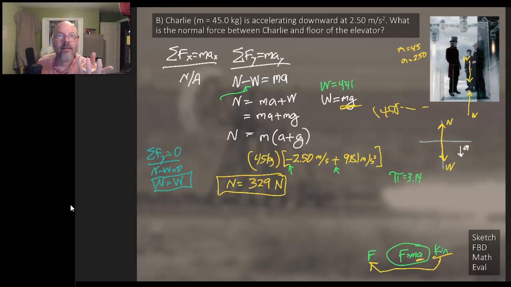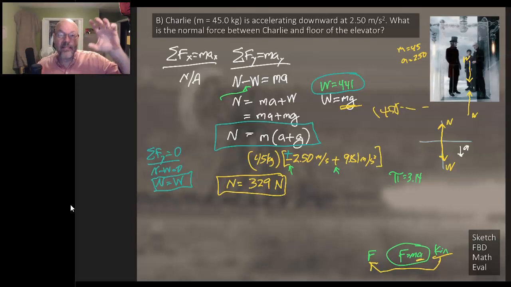Now, what would happen if instead of the whole elevator accelerating downward, the elevator was accelerating upwards? If it was accelerating upwards, then we would get a positive number right here, and the normal force we would get would be larger than 441. So the nice thing about getting a good algebraic result like this is that it allows you to see what happens.